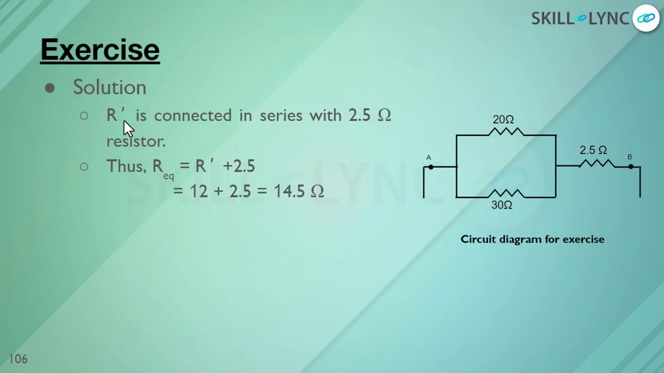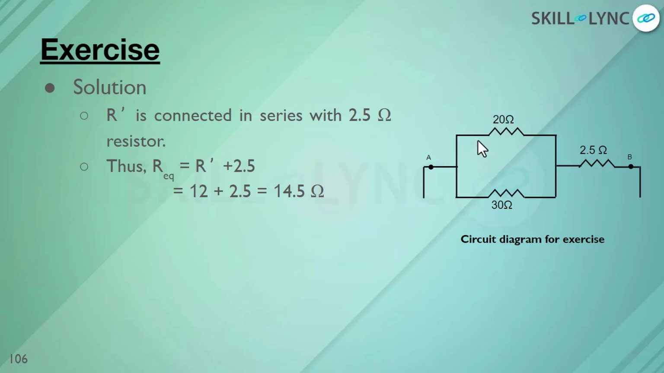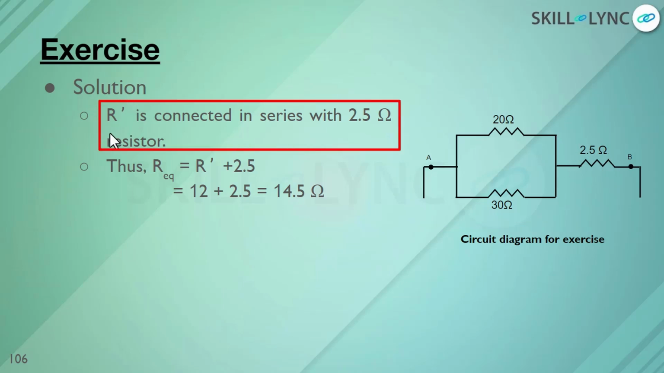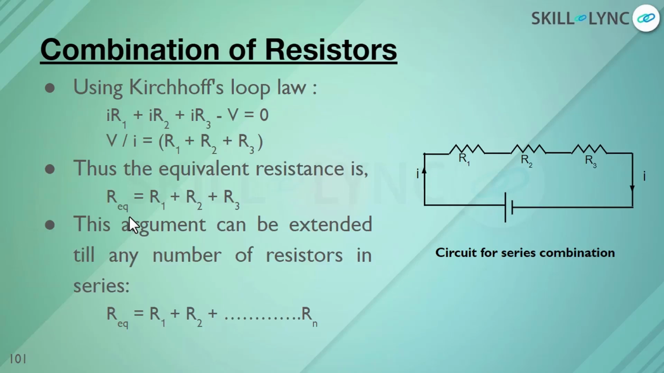Further, we can see this R' resistance is connected in series with the 2.5 ohm resistor. Therefore, the calculated resistance R' is now going to be in series connection with 2.5 ohm. We have calculated R' as 12 ohms. We also know that the R equivalent for the series circuit is R1 plus R2, as we have seen in the previous slides. Here we have seen R equivalent is equal to R1 plus R2 plus R3.